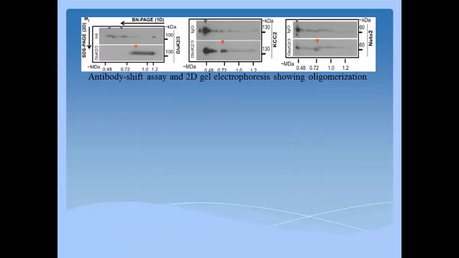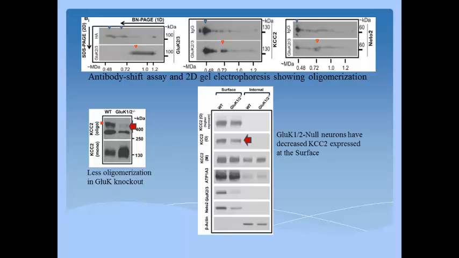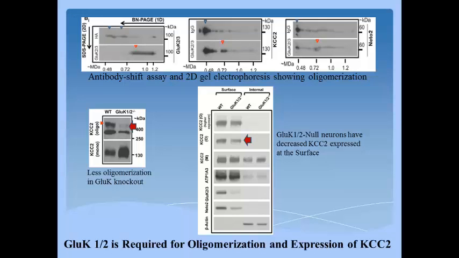Authors further demonstrate using antibody shift assay and 2D gel electrophoresis that native KCC2 and glutamate kainate subunits exist in the same oligomeric complex. Authors also show less oligomerization and decreased KCC2 expression at the surface in glutamate kainate subunit knockout hippocampal neuronal cultures, indicating the importance of glutamate kainate subunits in KCC2 oligomerization and expression.